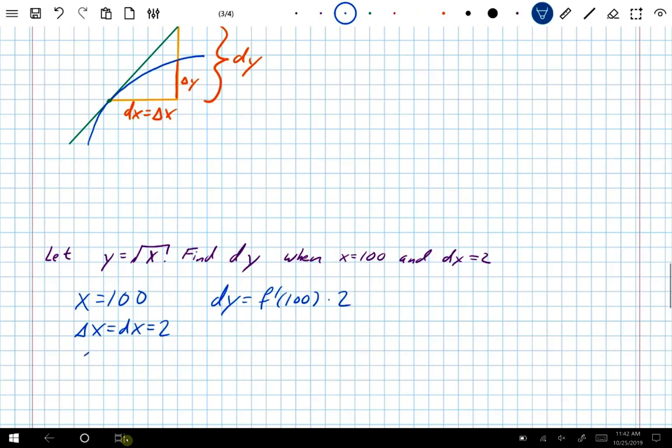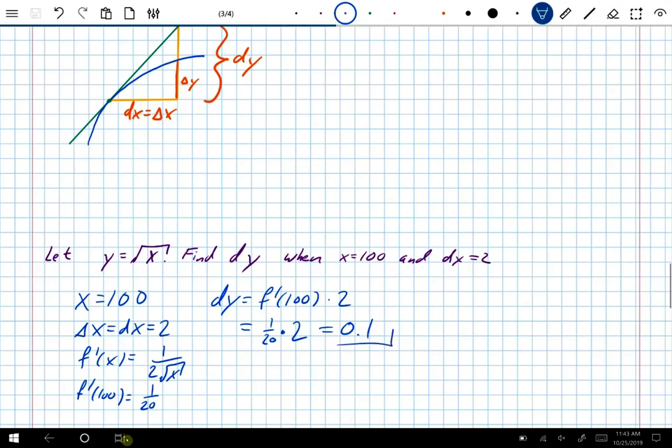So let's find that f prime, or y prime if you like, which equals 1 over 2 square root of x. So f prime of a is equal to 1/20, just like before. So this is just 1/20 times 2, which is equal to 0.1. That should look familiar. Before, our estimate was 10.1. We went from 10 to 10.1 because the change in y of my tangent line was just the 0.1.